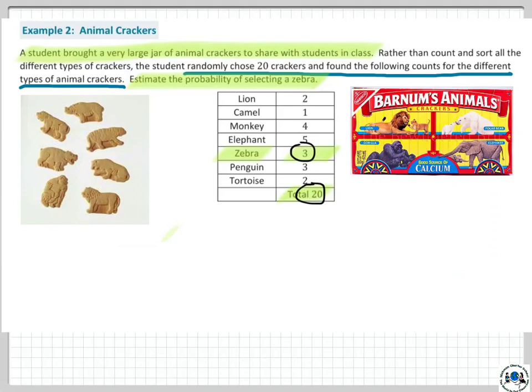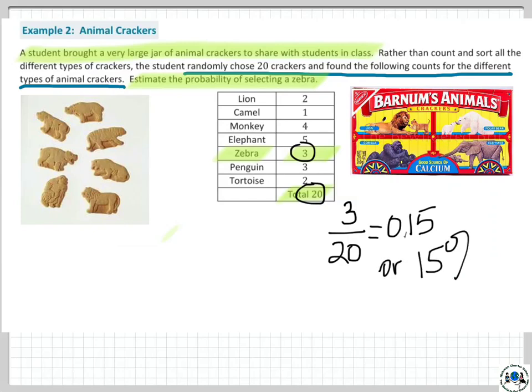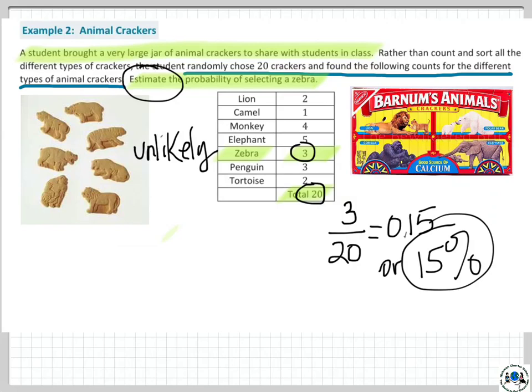So 3 as a fraction, 3 out of 20, that's what it looks like, and that would equal, as a decimal, 0.15 or 15%. We can estimate, and again, estimate only, the probability of selecting a zebra based on this random sample as 15%. If we look on the probability scale and place this event, we would place it in the unlikely zone, as it is pretty substantially less than 50-50. Again, based on this sample only, and this is an estimate. It's interesting to do estimates and then try to prove them right or wrong.